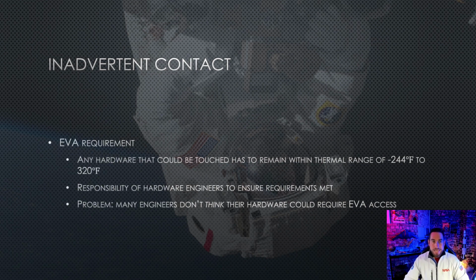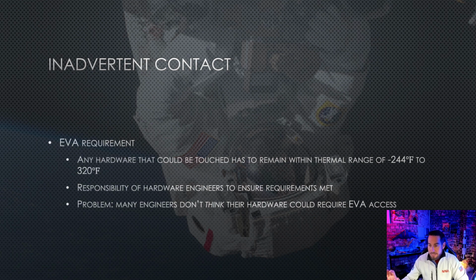Now, inadvertent contact is always a possibility. So we talked about the difficulties of maneuvering in space, the limitations of visibility, reduced tactile sensations. So there's always the risk of inadvertent contact. And so the requirement is that any hardware that could potentially be touched has to remain within a thermal range of -244 to 320 degrees Fahrenheit. So this is just for a very brief inadvertent contact. So it's got a little bit wider temperature range than other equipment does. But it's the responsibility of the equipment manufacturers to make sure these requirements are met.